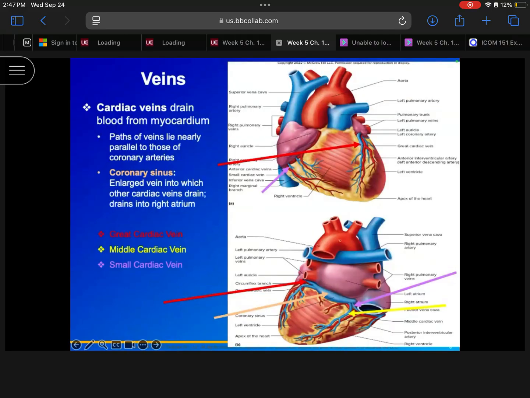Very good. And then the middle cardiac vein really can only be seen on the posterior side, and it's going to be running parallel to the posterior interventricular artery. So it's going to be picking up all the waste and things that have been deposited basically by our cardiomyocytes in that area.